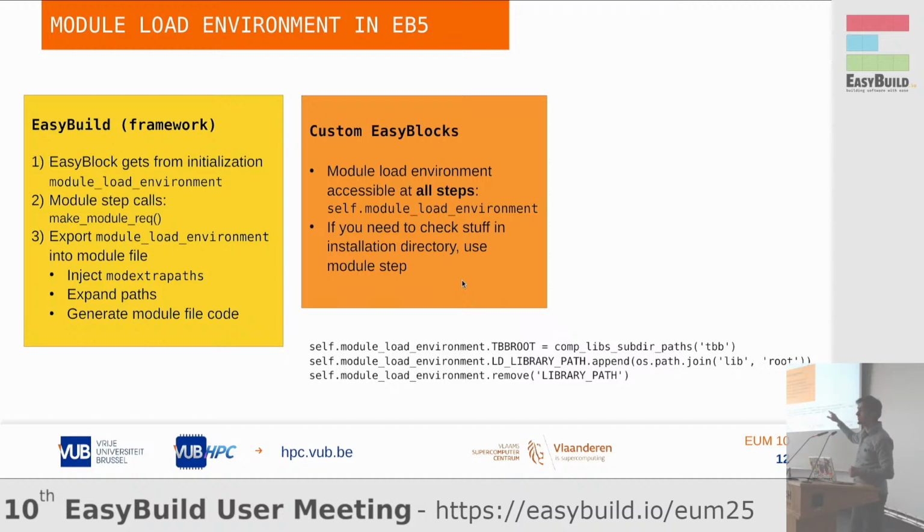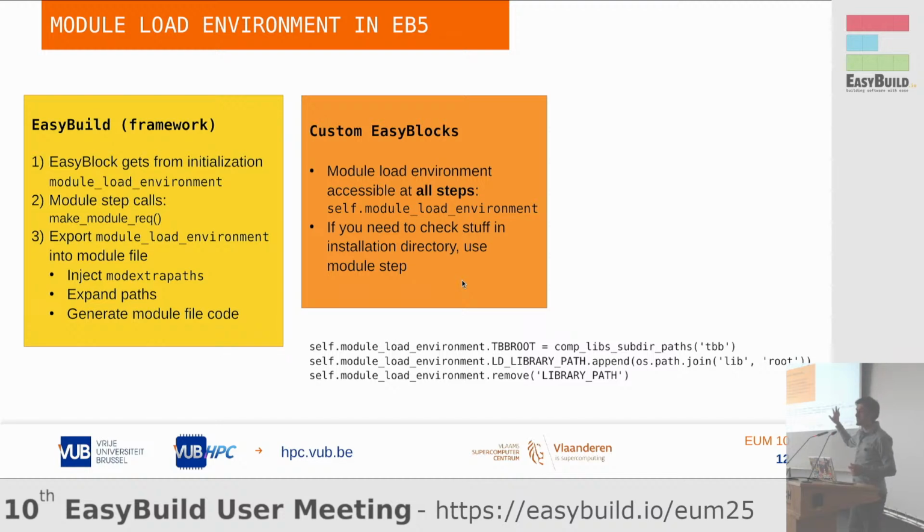Then at the module step, make_module_req will kick in, and we'll read all of that, inject the modextrapaths EasyConfig parameter, expand the paths, and then generate the module file. So that's basically the 3-step procedure in all installations. Now, if you want to change that at the EasyBlock level, because you have a custom EasyBlock that needs some special treatment of some search path, you can access the module load environment now in all the steps, because it's defined from the very beginning. So you have access in whatever step. You can be in the configure step, you can modify the module load environment, no problem.